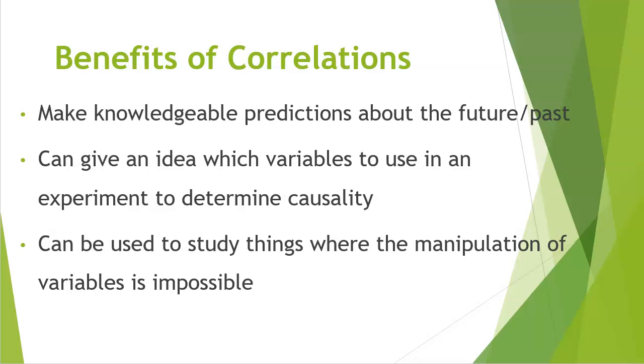Correlations can also give an idea of which variable to use in an experiment for later on when you do want to determine causality. So while correlations don't determine causality, you can use them to help predict future experiments where you will be looking at causality. And then, of course, they're great for when you can't manipulate variables. Sometimes it's just impossible. So looking at correlations is still a great thing because you're still able to measure things, whereas with naturalistic observations, you are not able to measure things. You can just describe.